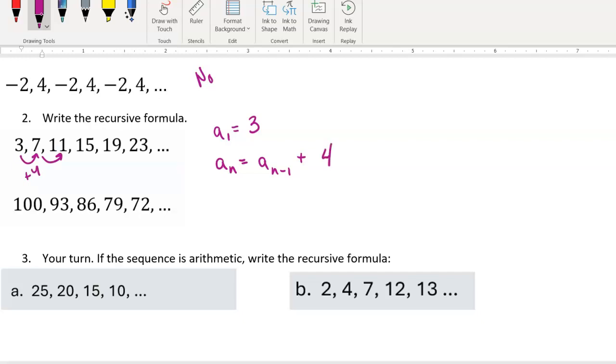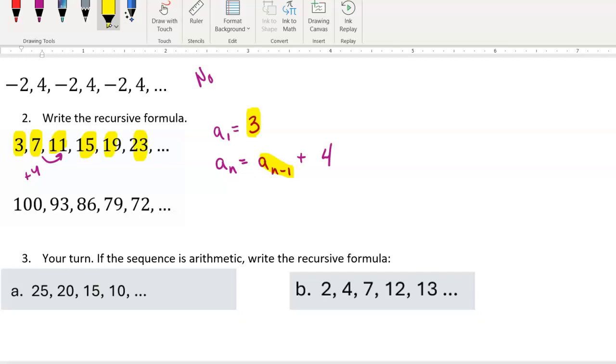So that's it. If we didn't have that sequence listed and all we had was the recursive formula, we could come up with the sequence very easily because we would use our first term. Our first term is 3. And then this next row tells us how to find the next term. So we would take a sub n minus 1, in this case it would be 3, and add 4. So 3 plus 4 would be 7. Then we would take the previous term, which now would be 7, plus 4 gives you 11. 11 plus 4 gives you 15. 15 plus 4 gives you 19. So you see that that's how we would come up with that sequence using the recursive formula.